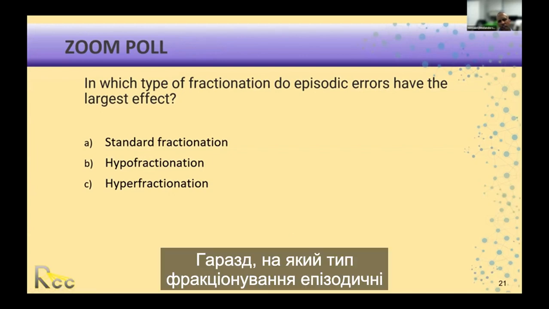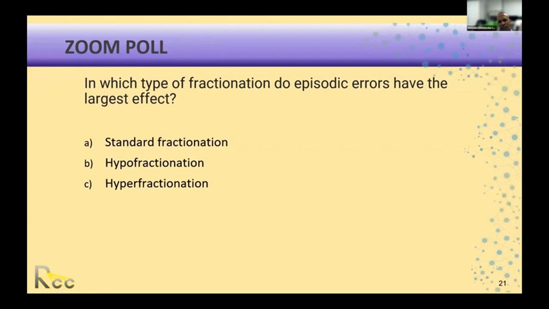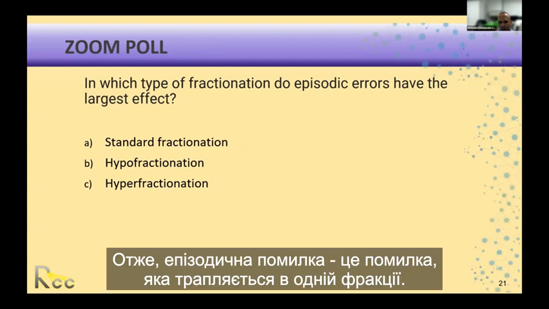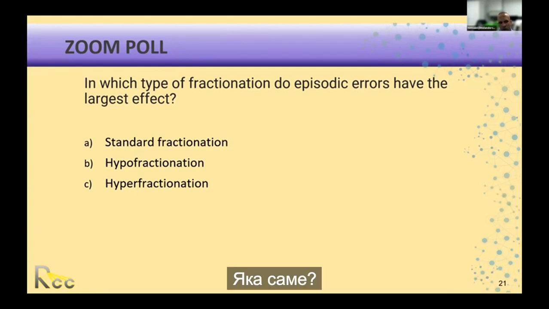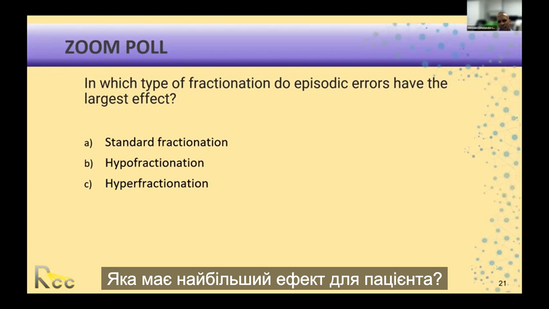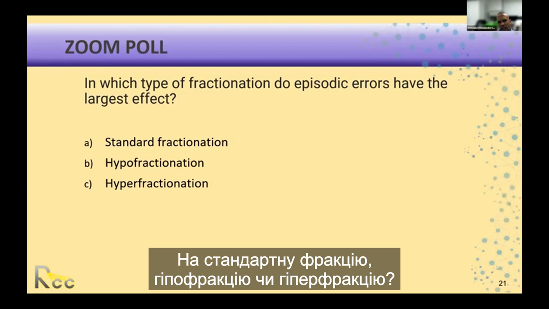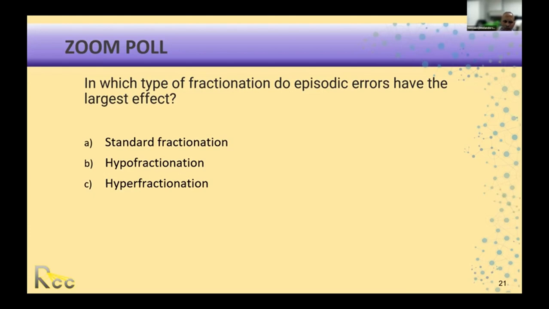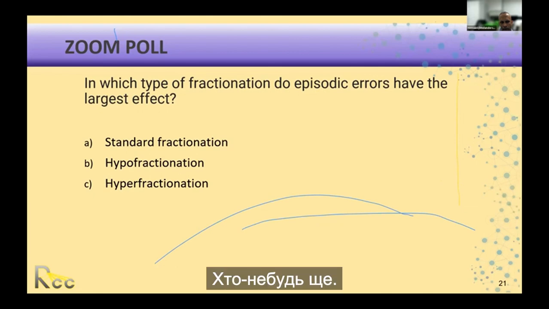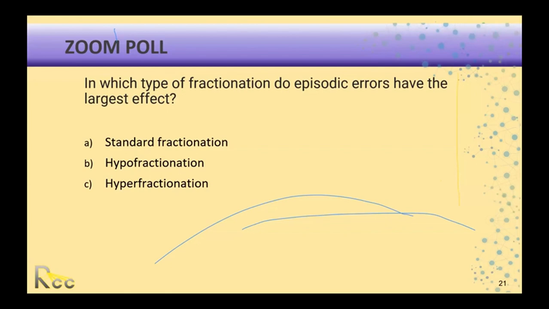All right. Which type of fractionation does an episodic error have the largest effect on? Earlier I told you that it only happens in one fraction. So the error happens in one fraction. Which one has the most effect on the patient? The standard fractionation, hypofractionation, or hyperfractionation? Hypofractionation. Is it B? Anybody else? It's B, hypofractionation.